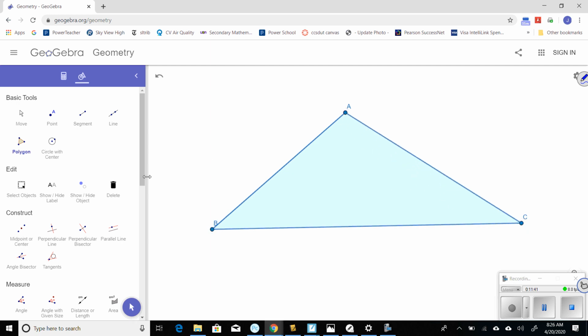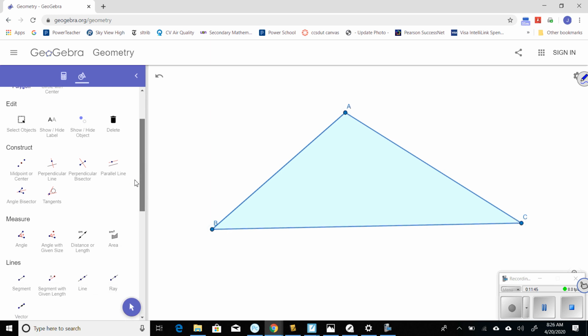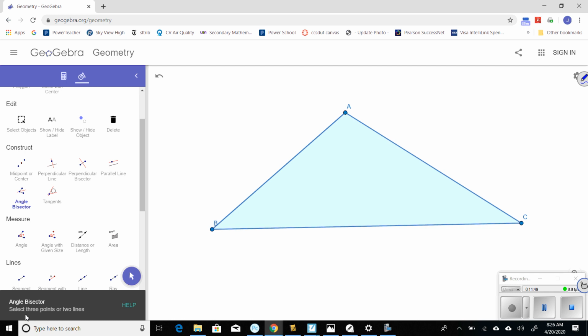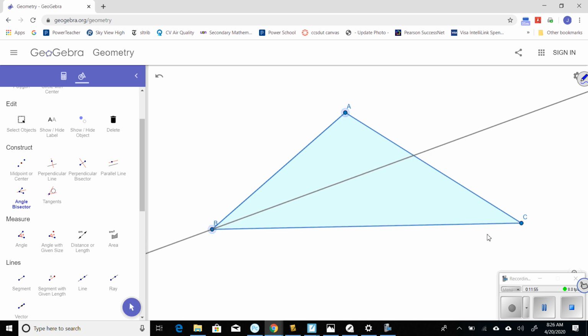And now I'm going to construct the angle bisector for each of the angles. So if I come down here under construct, right here is the angle bisectors, right? Select 3 points or 2 lines. I found it's usually easier to select 3 points, so A, B, and C. Sometimes when you select the 2 lines, it does funny stuff. So there's one angle bisector. That was the bisector of angle B.